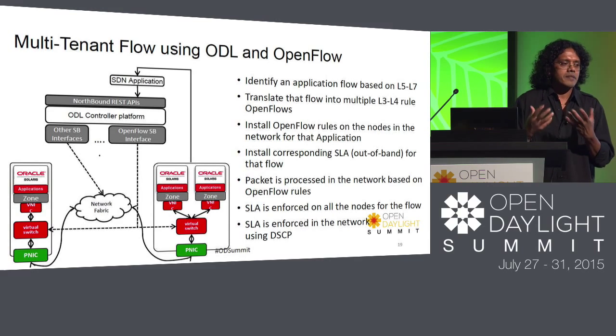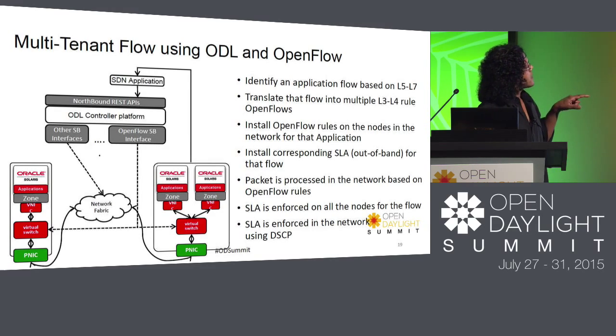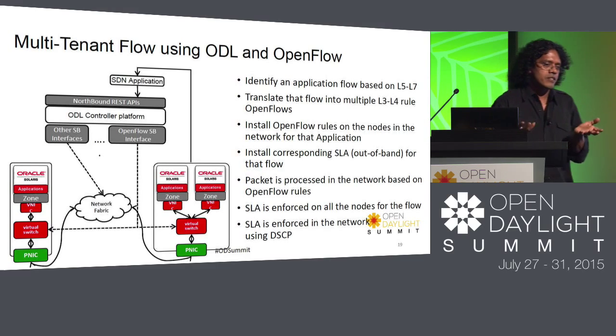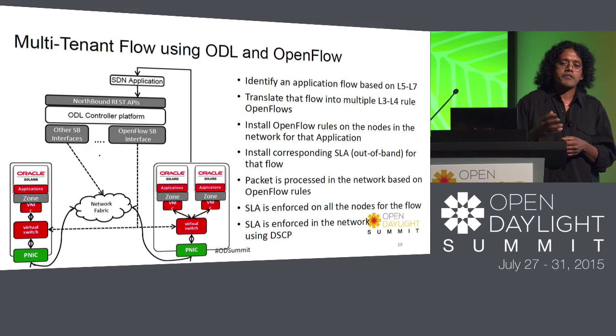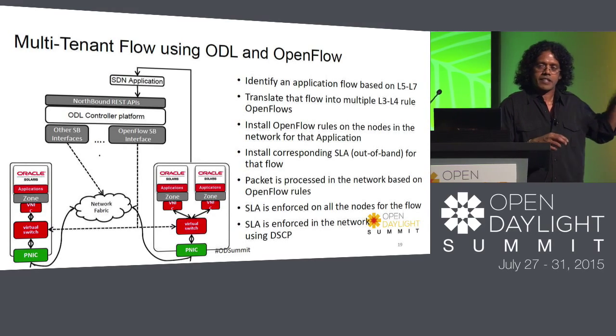There's a listener, a database listener. It's going to map that to one of the tenants, and it's going to now create a flow, which is your regular 5-tuple flow. Then it uses an application that uses REST APIs to configure the flow on the controller. And that flow will be mapped to any policies that you have already configured through some other means.